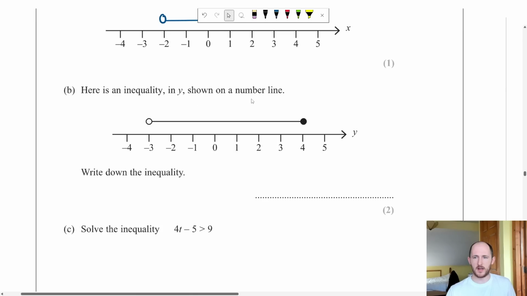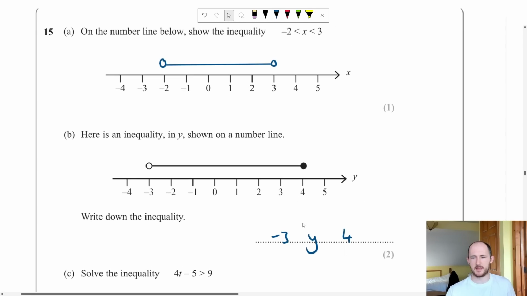Here's an inequality y shown on a number line. Write down the inequality, so y is going to go in the middle. Then I'm going to write the numbers, so -3 and 4. And then you have to ask yourself if they're going to be, well, I mean, they're both going to be less than, but are any of them or either of them going to be underlined? Well, the one that's coloured in is definitely going to be underlined. The hollow one is not going to be.